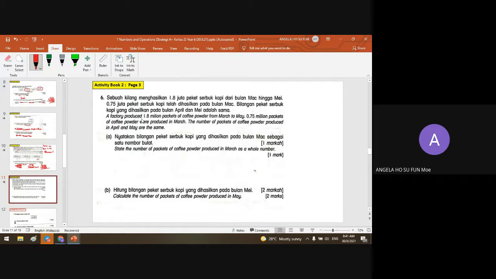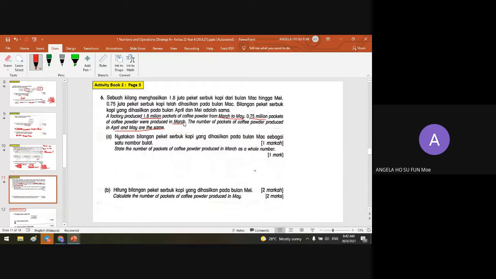A factory produced 1.8 million packets of coffee powder from March to May. March to May means that March, April, and May, 3 months, okay? So this is the information. 0.75 million packets of coffee were produced in March, and the number of packets of coffee powder produced in April and May are the same, okay? So state the number of packets of coffee powder produced in March as a whole number.